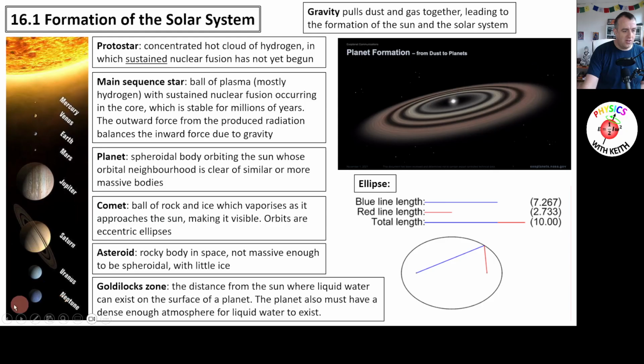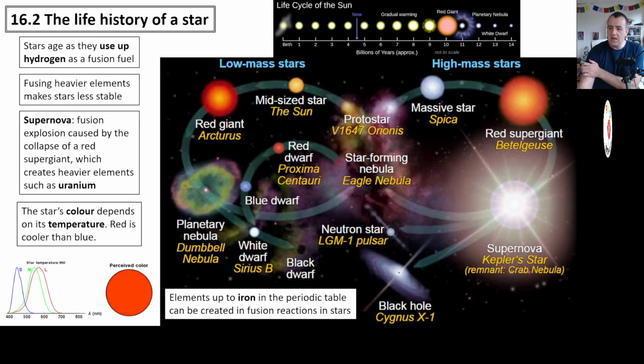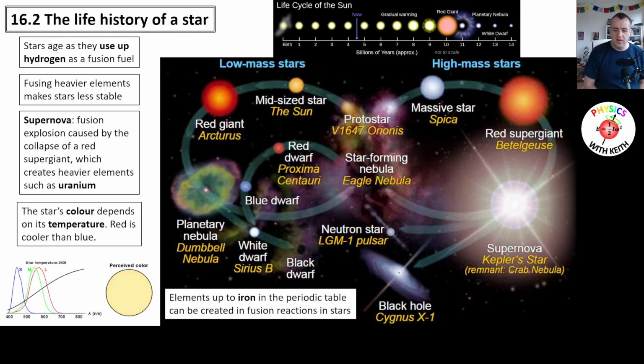So let us move on then to Lesson 98. Lesson 98 is about stars and how they evolve over time. I love this image. Again, I took this from Wikipedia, Creative Commons license. It's all above board. Starting at the top here, the life cycle of our sun.